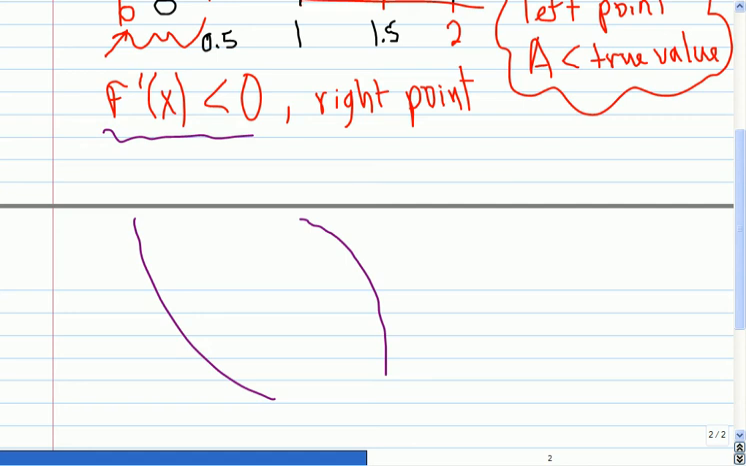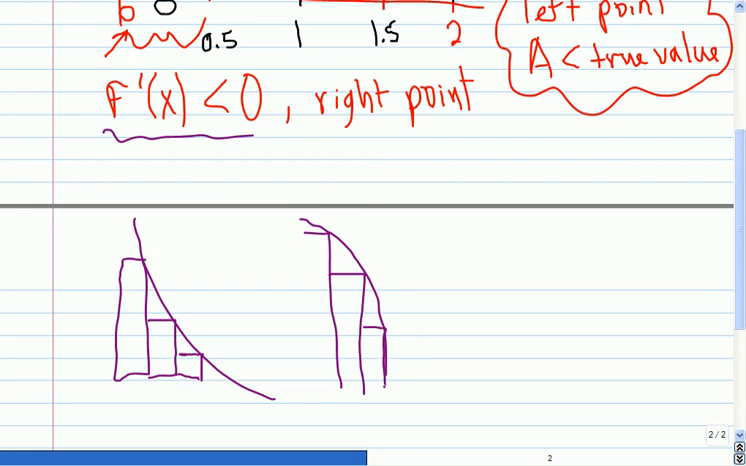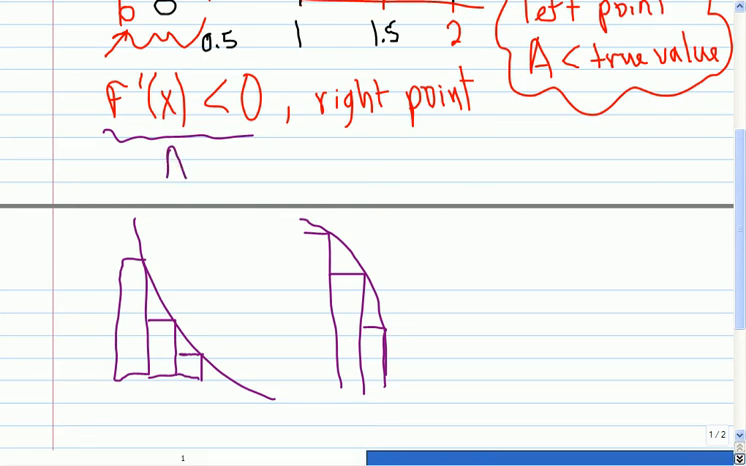If we tried to draw some right side rules in, like for example, had those pieces, or it could be like that. Why is it this time that it's smaller than the area? How is it that this time, using a right point rule and a first derivative that's negative, how is it that you know the area must be smaller?